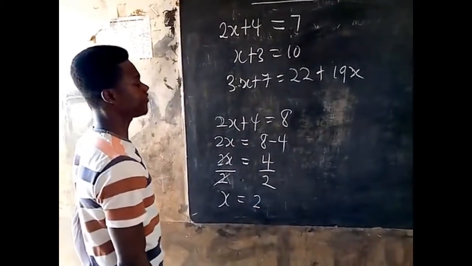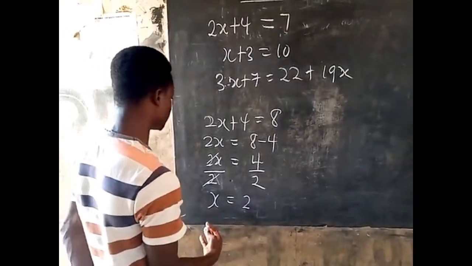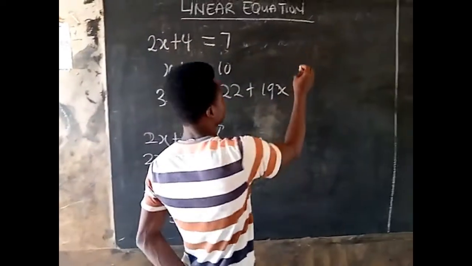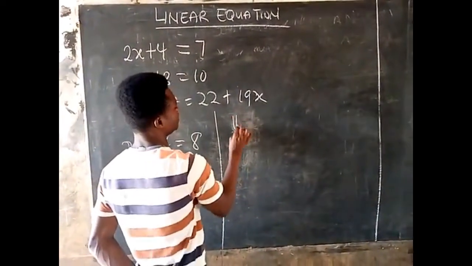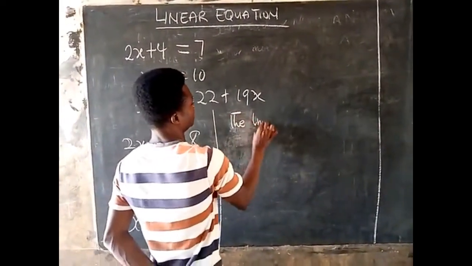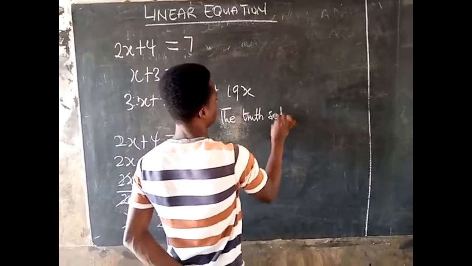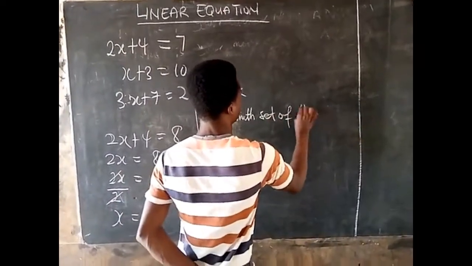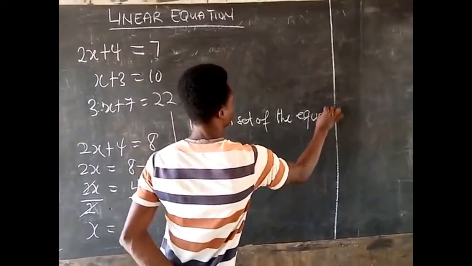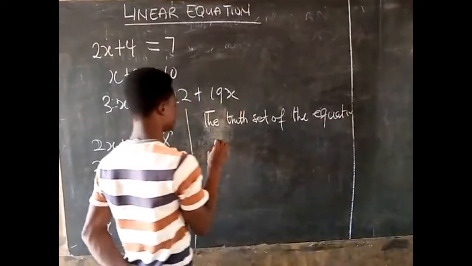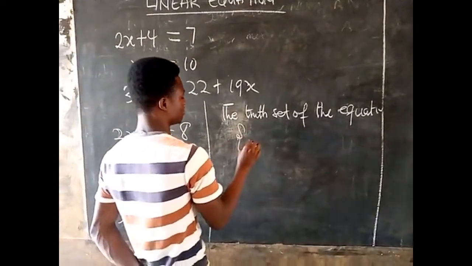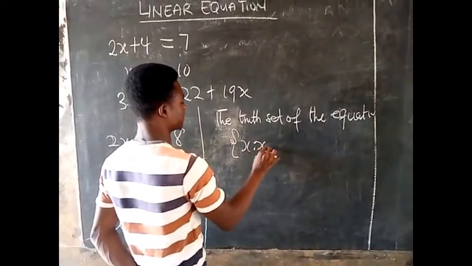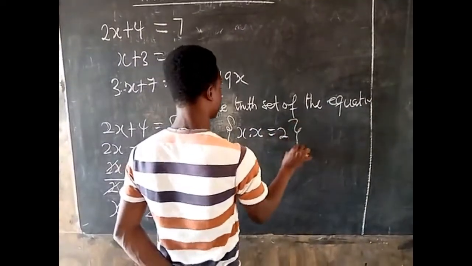So we're talking about finding the truth set. The truth set can now be written as: we say the truth set of the equation is, put it in this bracket, x such that x is equal to 2. This is a truth set.